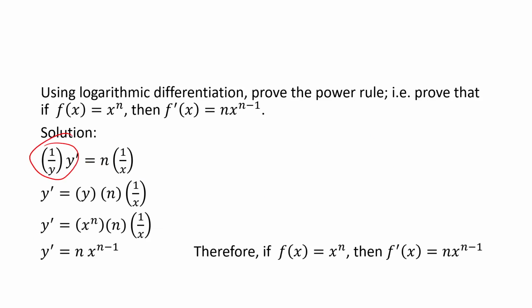However you think of it is fine, but we get 1 over y times y prime equals n times 1 over x. Now in our next line, we're going to simply multiply both sides by y. That's a step that we always seem to do here. So we multiply both sides by y, and we plug in for what y is. y is actually x to the n. It's right up there in the question.